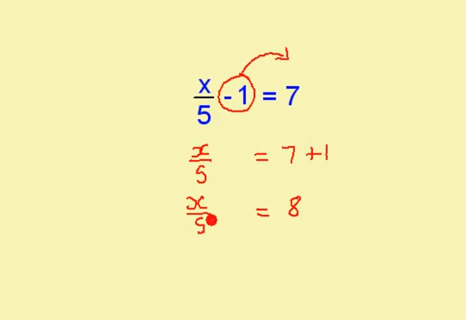Now look at escalator. This 5 here needs to go up the escalator. So I've got x equals 8 times 5 because it's gone up the escalator. 8 times 5 is 40.